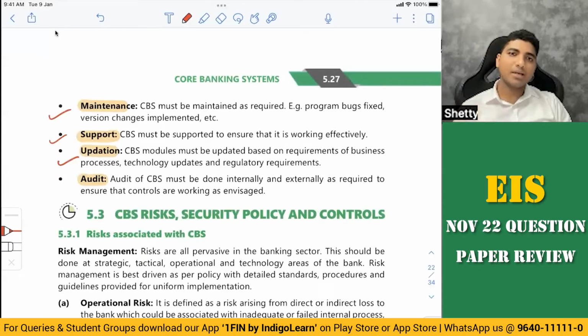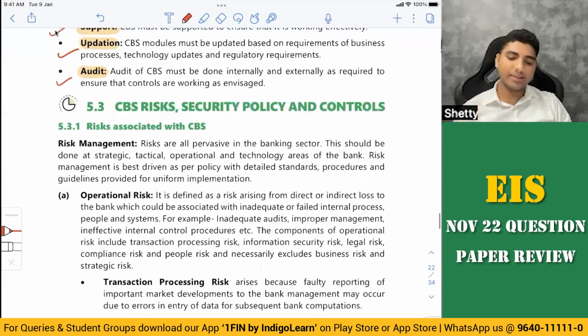So you need to constantly update it, and finally you need to audit it from another EIS audit team. Okay. So these are the processes. Very, very simple question. But again, if you remember it, you'll be able to reproduce it in your examination.